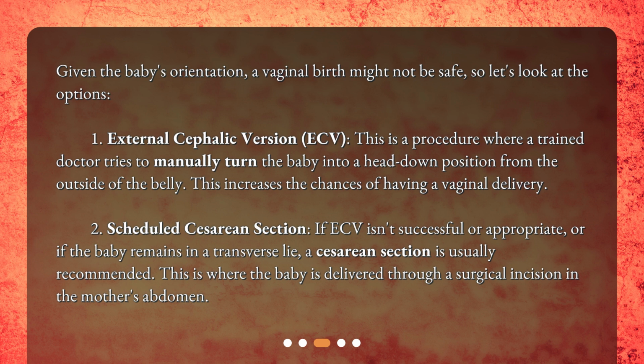2. Scheduled cesarean section. If ECV isn't successful or appropriate, or if the baby remains in a transverse lie, a cesarean section is usually recommended. This is where the baby is delivered through a surgical incision in the mother's abdomen.